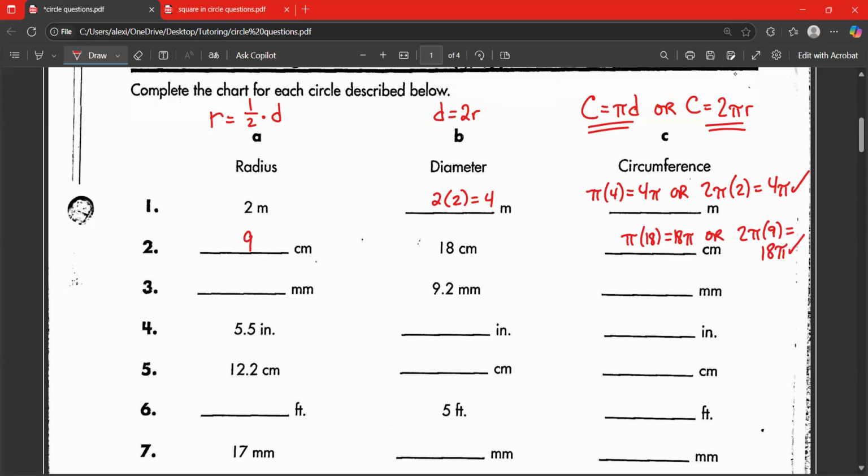All right, let's try number 3. Now they tell us our diameter is 9.2. I can calculate the circumference using diameter, because that's just pi times diameter, which is 9.2 times pi, and we'll leave pi in our answer. To calculate circumference with radius, I have to actually calculate the radius. That means a half times diameter, which is the same as taking the diameter and dividing by 2.